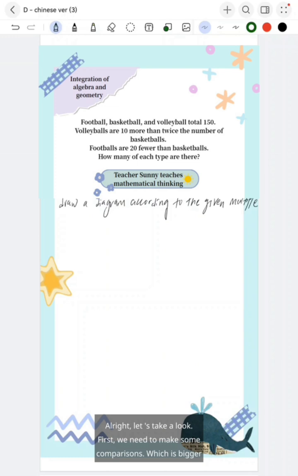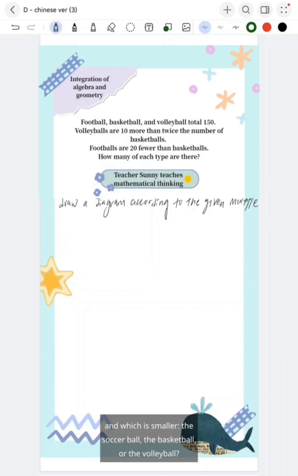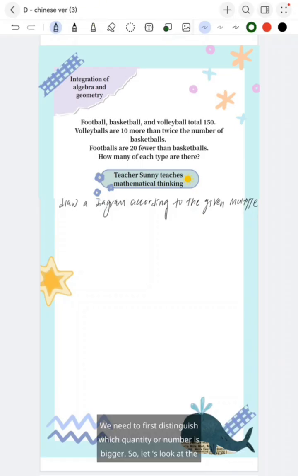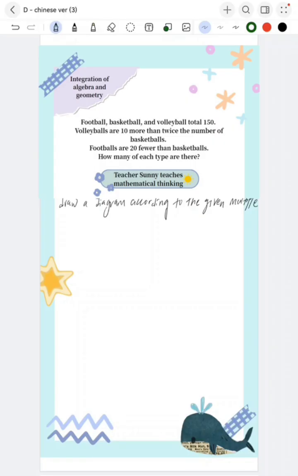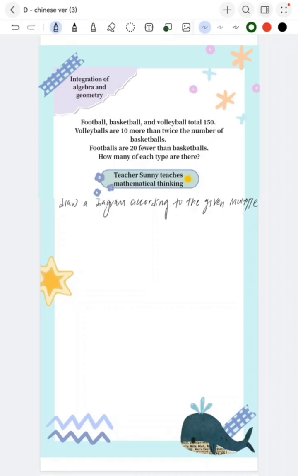First, we need to make some comparisons. Which is bigger and which is smaller? The soccer ball, the basketball, or the volleyball? We need to first distinguish which quantity is bigger. So let's look at the problem carefully. As we analyze it, we find that the number of volleyballs is twice that of basketballs, and even more. So volleyball is the largest. The number of volleyballs is greater than the number of basketballs. So let's use the smaller quantity for comparison.